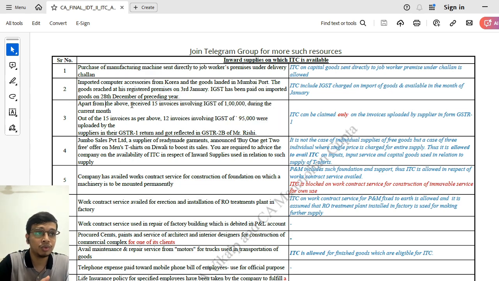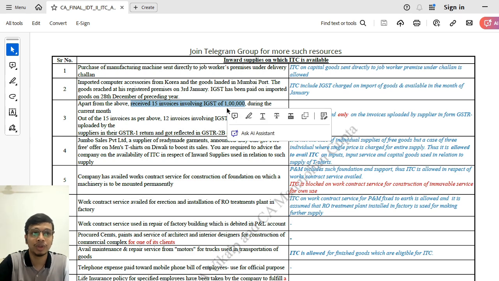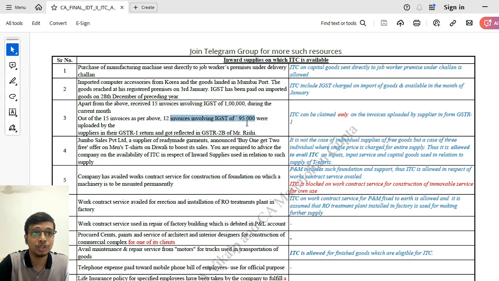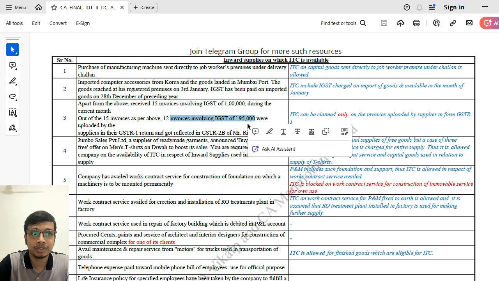Next, apart from the above, received 15 invoices of IGST of 1 lakh. Out of 15, 12 invoices of IGST 95,000 were uploaded by the supplier in GSTR-1. The remaining invoices have not been uploaded. So ITC can be claimed of the invoices which are uploaded by the supplier in GSTR-1. So only 12 invoices' ITC of 95,000 we can claim.